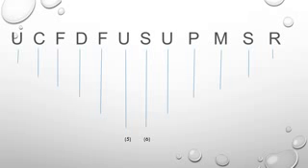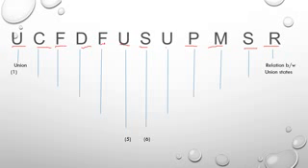In this part, I will tell you how to remember the first 11 parts of the Indian Constitution. You can see the letters U, C, F, D, F, U, S, U, P, M, S, R. So U represents Union. It is the Union and its territories, the first part of the Indian Constitution. C is citizenship. It is the second part.